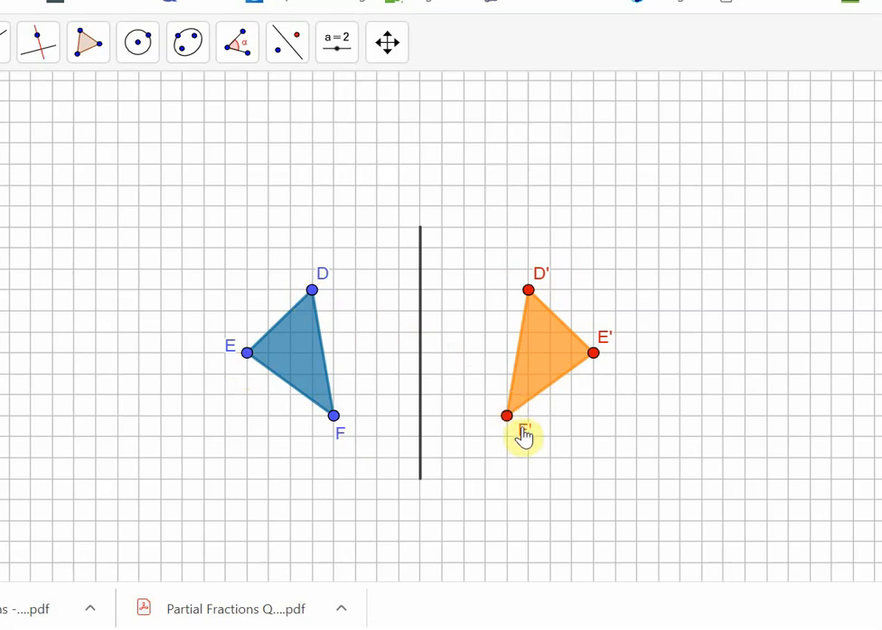We often use the dashes to show the object being reflected, rather than call it like G, H, and I, for example. And it's because this point F is matching on. So let's have a look what happens.